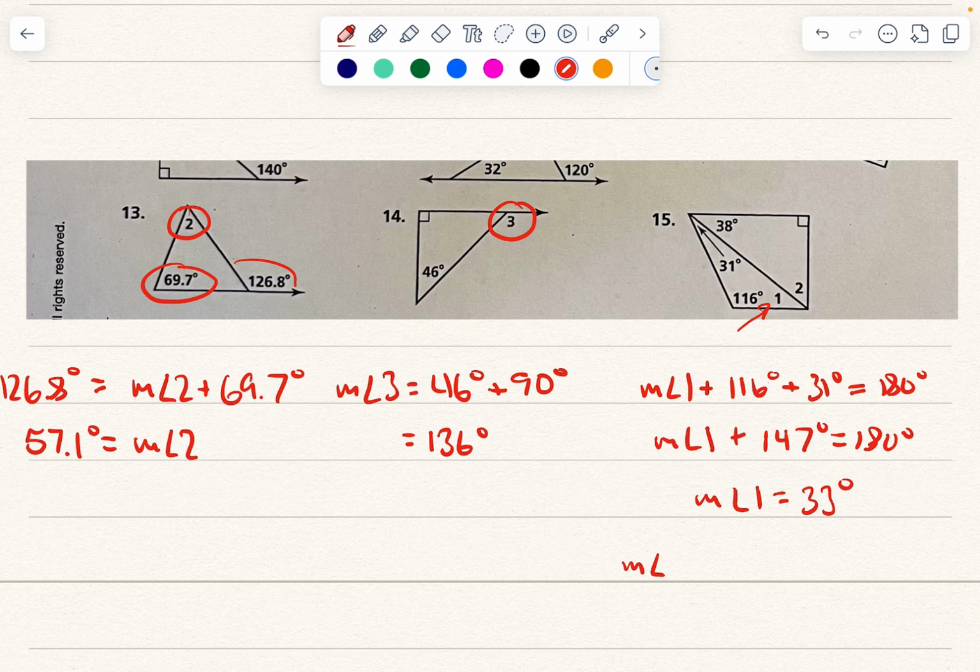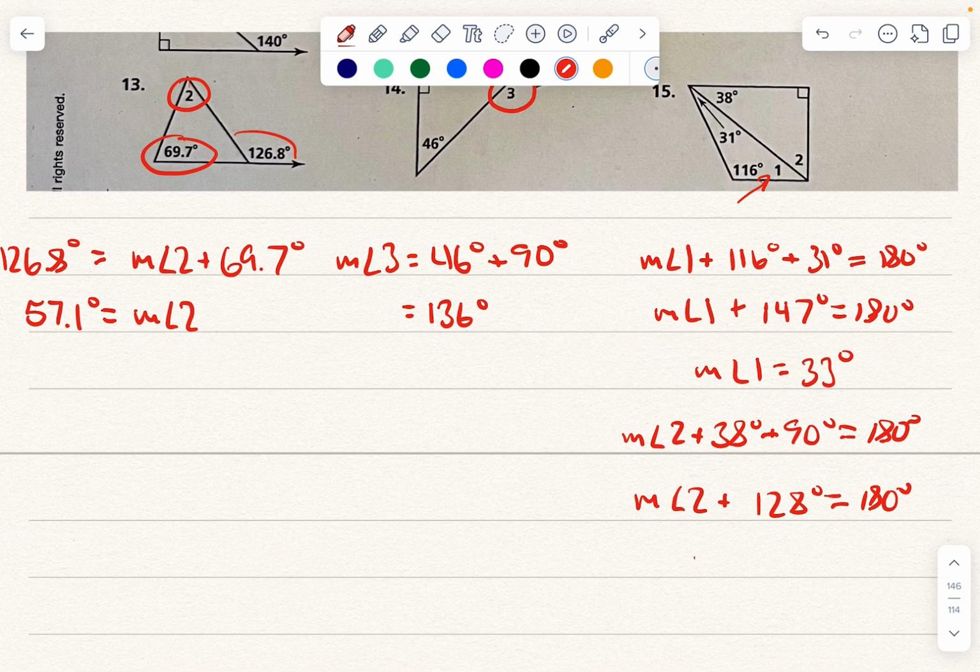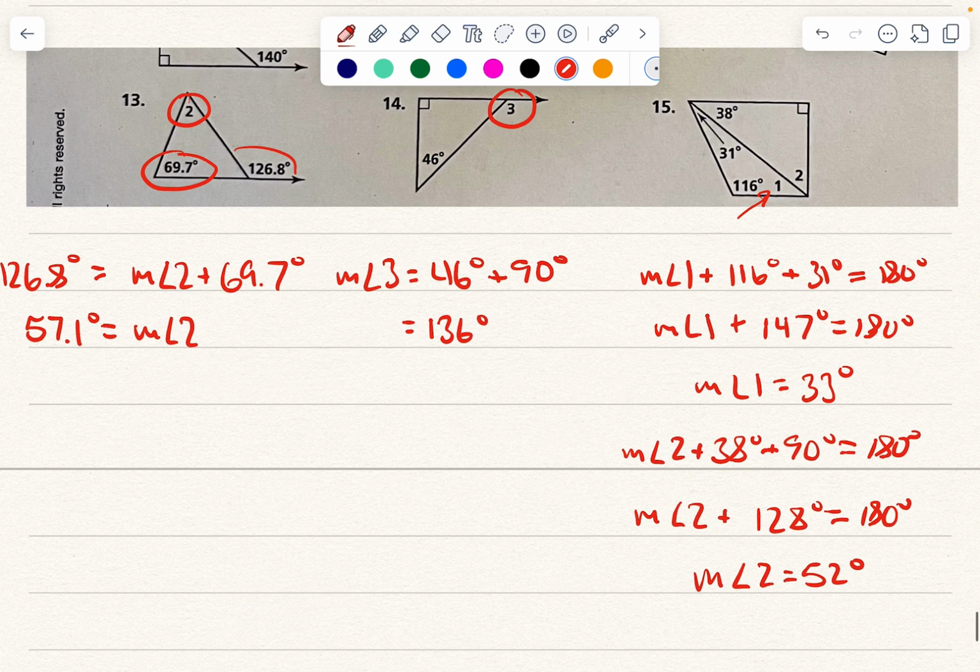And I do the same thing for the other one. I say the measure of angle 2 plus 38 plus 90 adds up to be 180. So therefore, if I add those two up, I get measure angle 2 plus 128 equals 180. And subtract the 128, and you get the measure of angle 2 has got to be 52 degrees. So those two are really just two triangles where you're looking and going the three angles inside any triangle add up to be 180, and that works, okay?